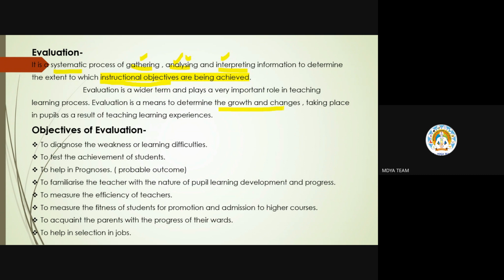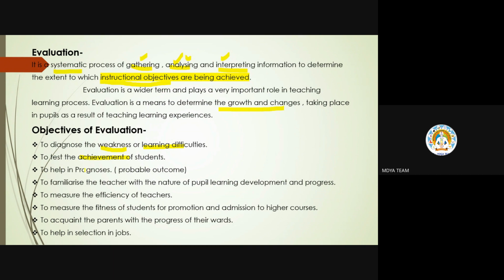So what are the objectives of evaluation? First thing, to diagnose the weakness or learning difficulties. What are the problems that a learner is facing in learning, we can judge by the evaluation. To diagnose the weakness or difficulties, so that if we know what problems learners are facing, the teacher can address those problems, to make the learning more efficient, more smooth. To test the achievement of the student.